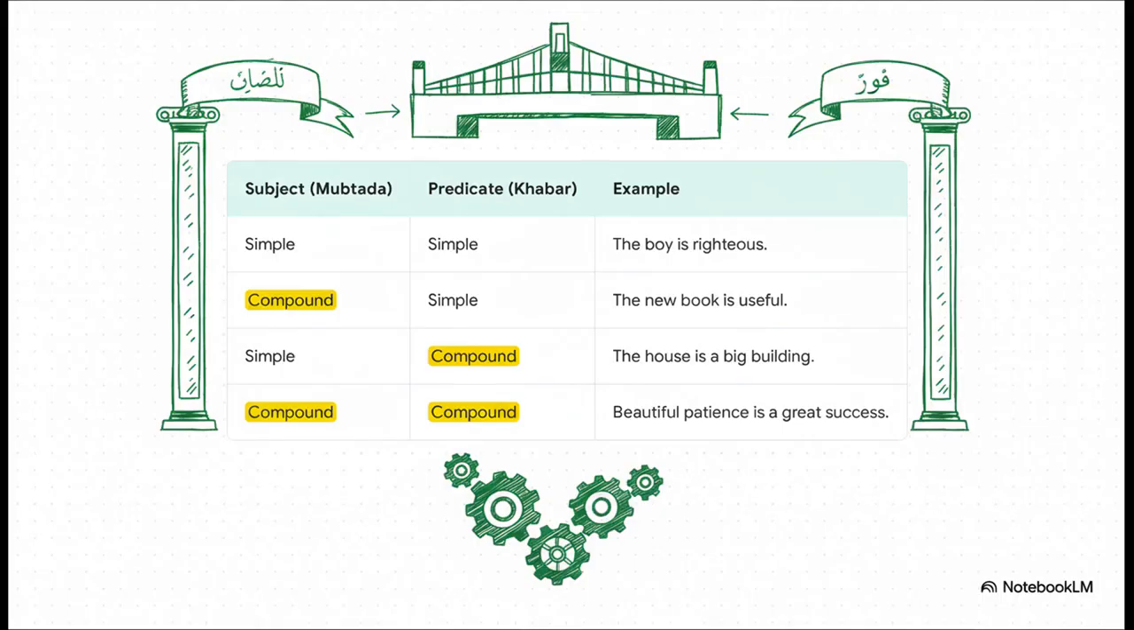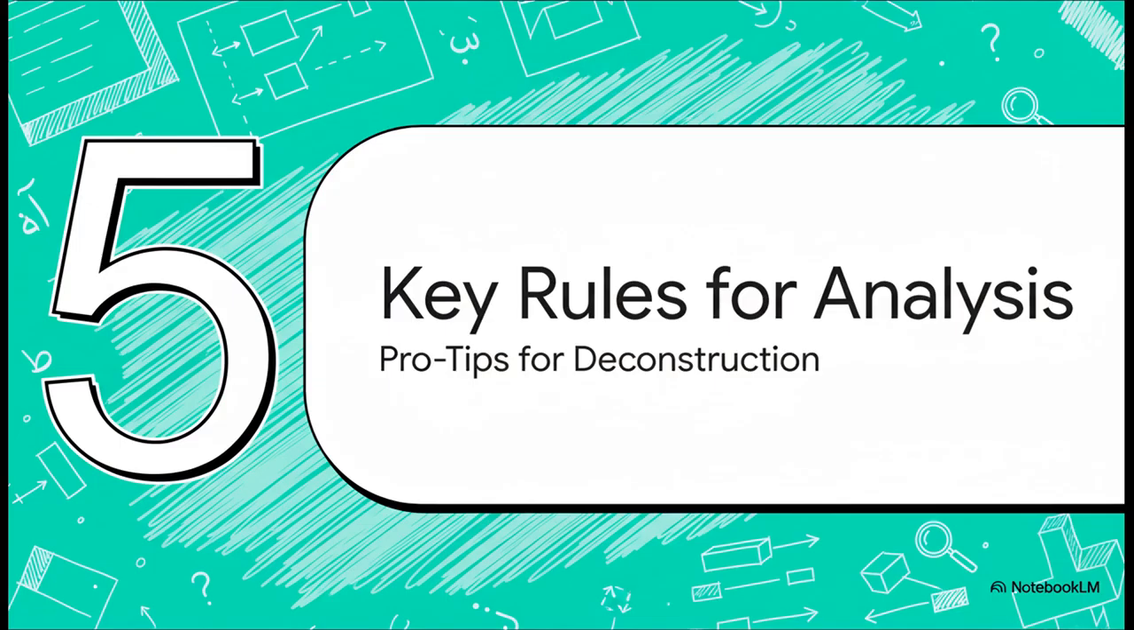This table just lays it all out perfectly. You can have a nominal sentence in any of these four combinations. Simple subject, simple predicate. Compound subject, simple predicate. Simple subject, compound predicate. Or the whole shebang, compound, compound. If you can understand these four blueprints, you can deconstruct pretty much any nominal sentence that comes your way. So, you might be wondering, okay, this is great, but how do I spot these structures quickly when I'm actually reading? Good question. Let's go over some powerful rules and shortcuts that'll help you out.